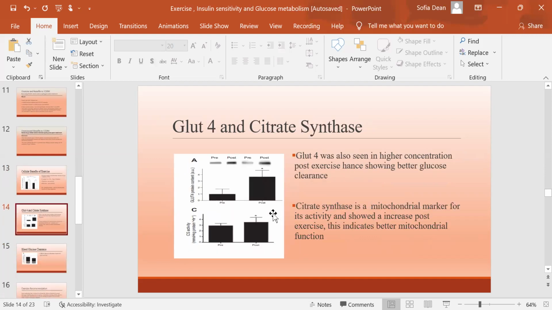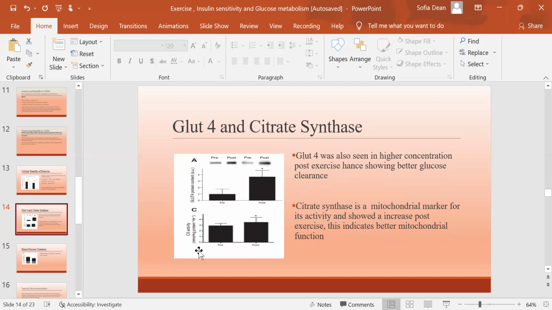These are graphs that show Glut4 and citrate synthase. Glut4 is also shown in higher concentration post-workout, hence showing a better glucose clearance. So there was no comparison of before and after; it was pre and post of Glut4 concentrations. And as you can see, post, you see more Glut4 on the cell surfaces.